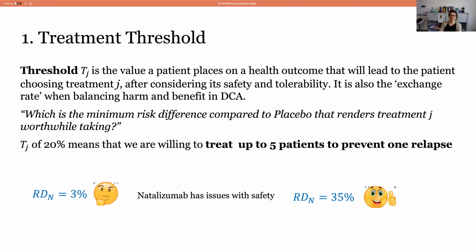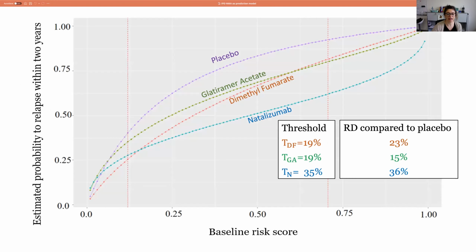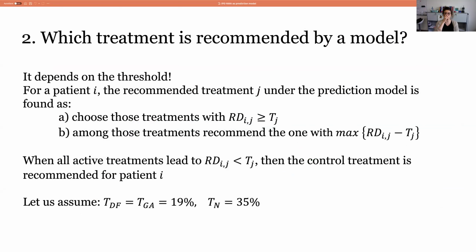And as I said, for example, natalizumab is a drug that has some issues with safety, so probably most people are not willing to take it if we tell them that, look, your risk to relapse in the next 2 years will drop by 3%, given the severity of the rare side effects. But if we tell them it will drop by 35%, then they might be willing to take it. So that's the threshold for the treatment. And that is used to recommend a treatment by the model.